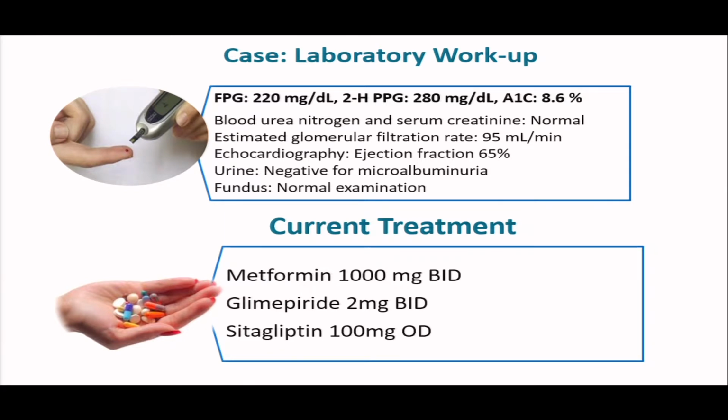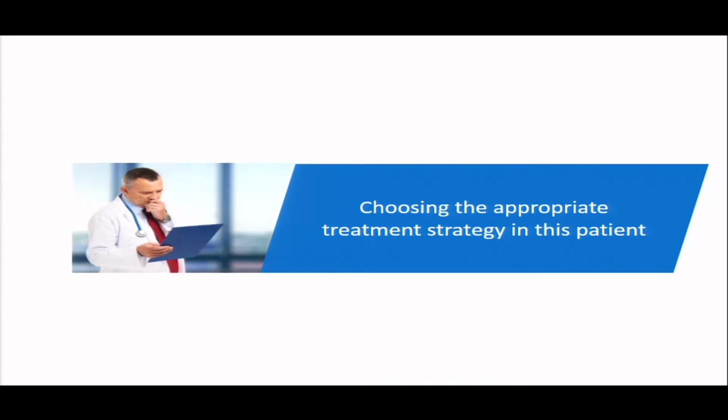In terms of current treatment, he's on triple oral therapy, on metformin 1 gram twice daily, the sulfonylurea glimepiride 2 milligrams twice daily, and the DPP-4 inhibitor sitagliptin 100 milligrams daily. Yet we note that Mr. Rajeev is not at goal. He's not under glycemic control. He's on maximally dosed just about 3 medications. His A1C is 8.6%. He's had type 2 diabetes for greater than 5 years.